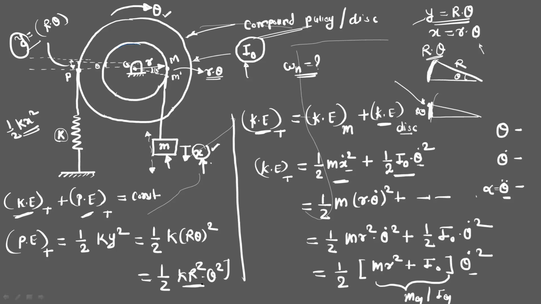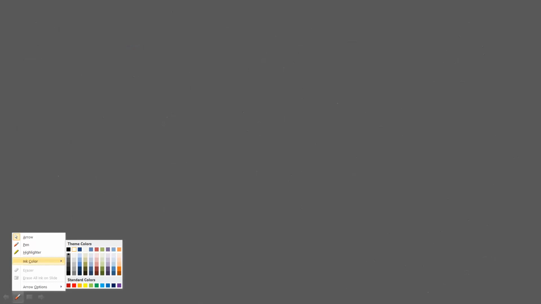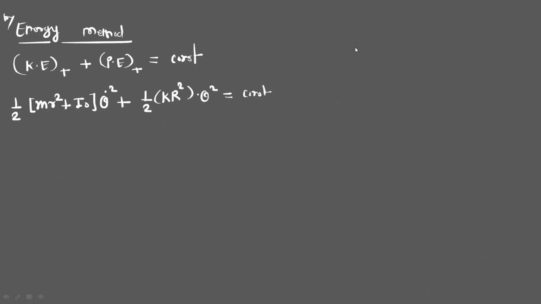So you can observe here this k r squared becomes the equivalent spring stiffness, that is k equivalent. Okay, so now combine these two equations and put this value in this equation. Okay, so here by using the energy method equation, that is, kinetic energy total plus potential energy total is equal to constant.